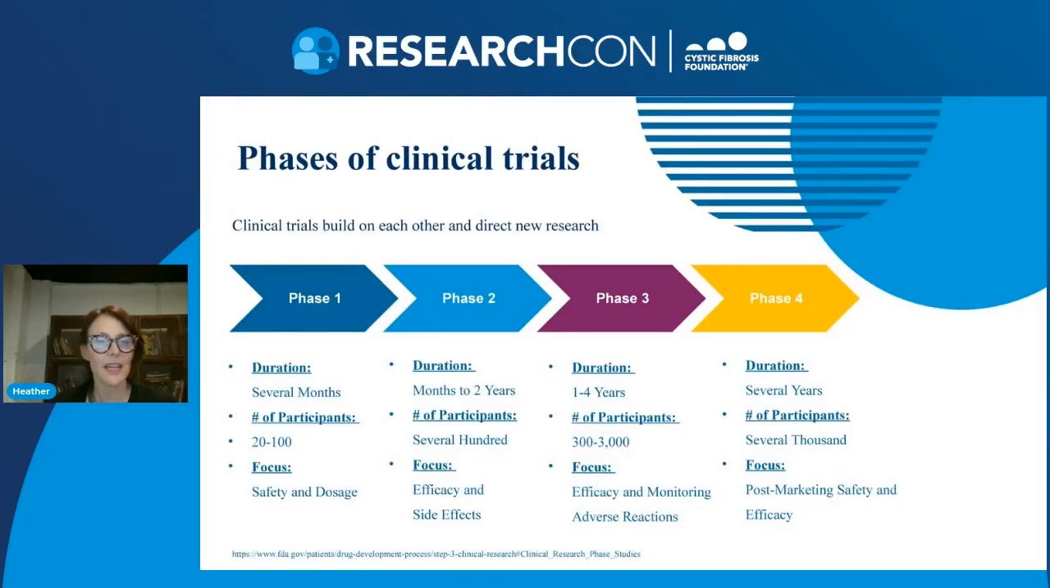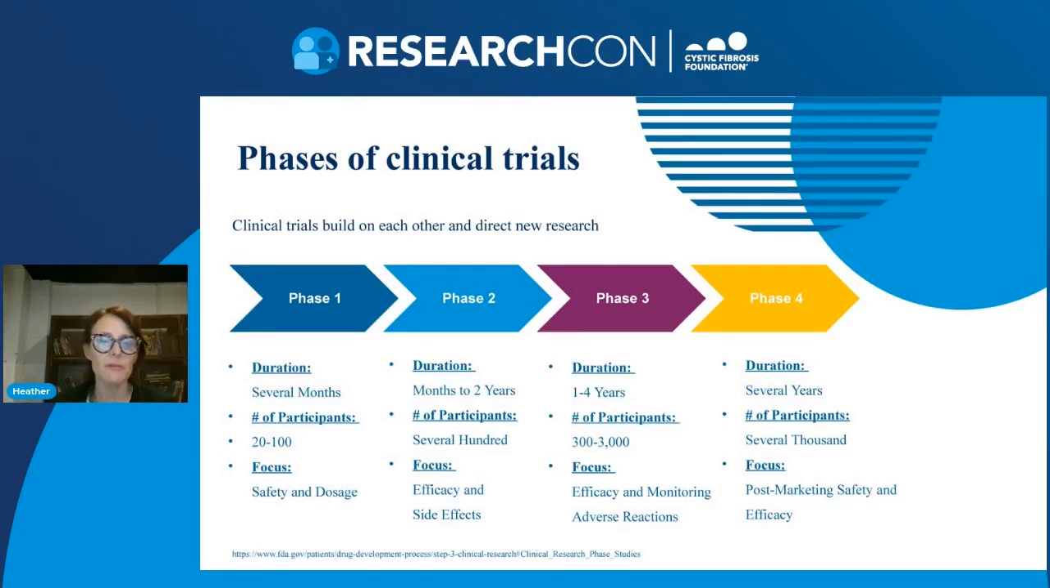So let's talk about the phases of clinical research. Clinical trials build on each other and direct new research. And if you remember from the previous slide in the pipeline, you can see where each compound is in these phases. And there's 4 phases of clinical research. Phase 1 usually is short in duration, has a smaller number of participants, and the focus, mainly we want to know, is it safe? Is this drug safe? And we want to learn more about the dosage. Do we have that correct?